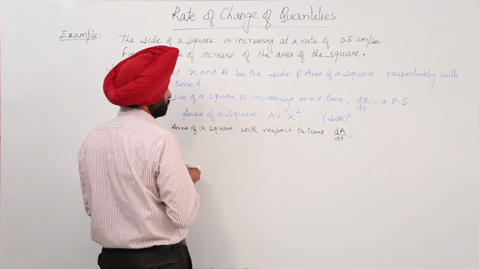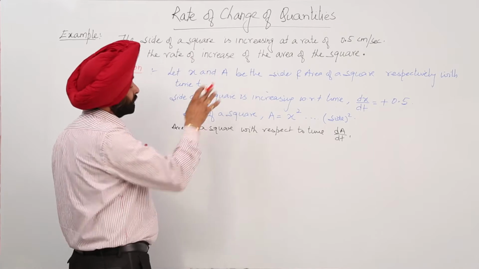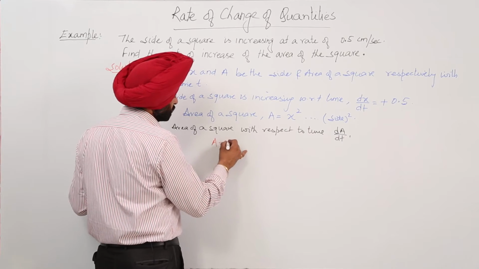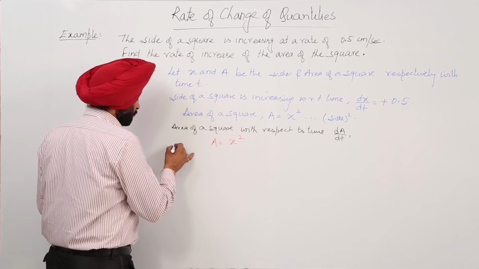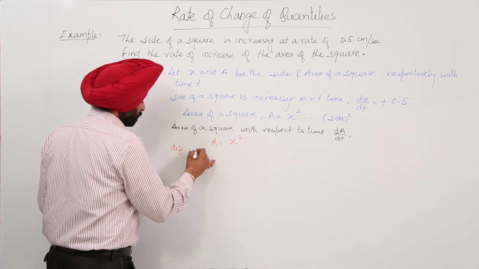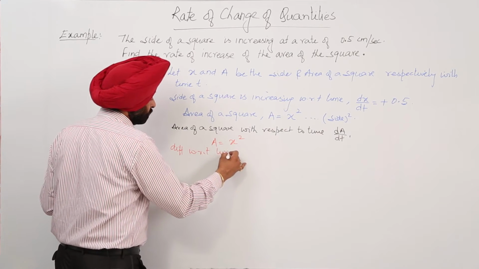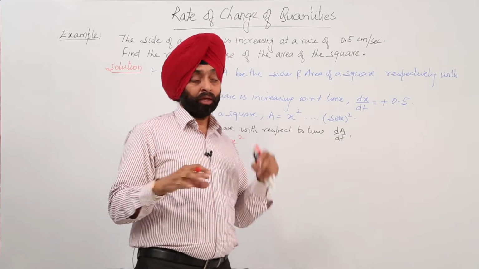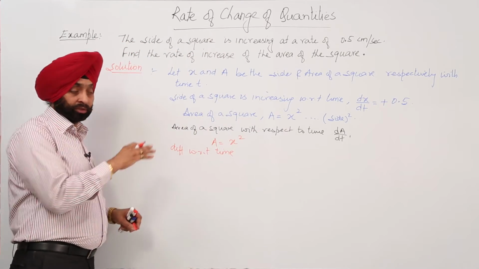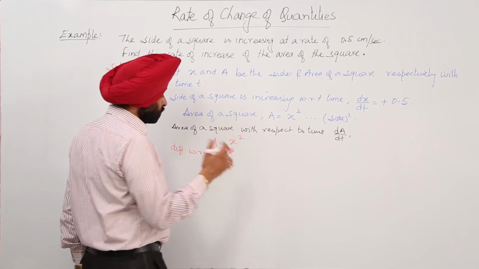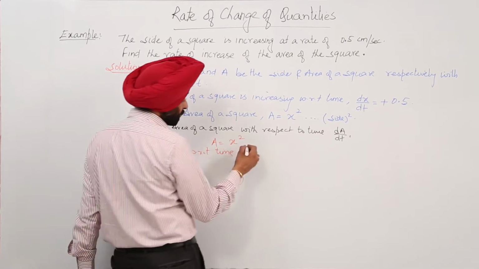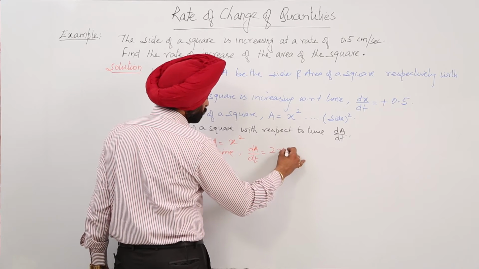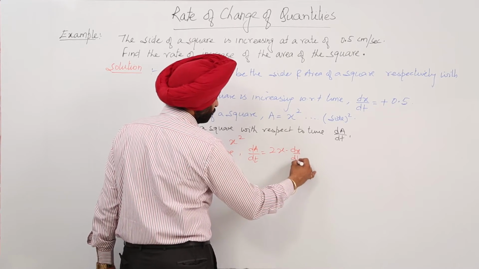When the question is for the increasing part, it means dA by dt is also increasing. Okay, so now we have A is equal to x square. Now differentiating with respect to time. A is one variable, x is another variable, and the third variable is time, and we are differentiating both variables A and x with respect to time. So what can we write? Using the chain rule, we can write dA by dt is equal to 2x with dx by dt.